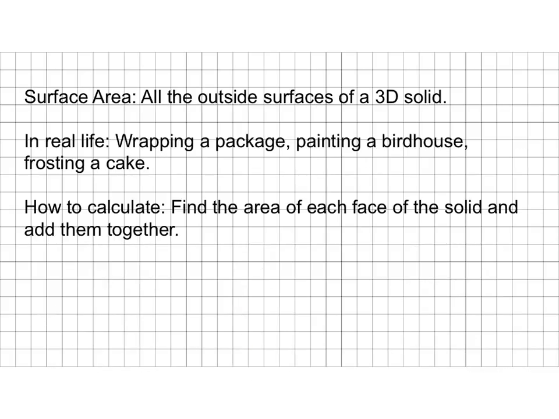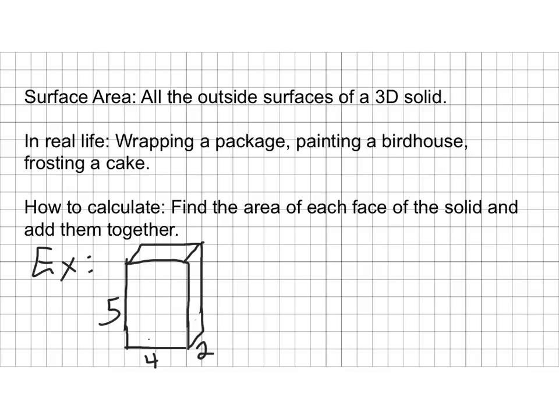Next we learned about surface area. So surface area is all the outside surfaces of a 3D solid. So we did examples like wrapping a package, painting a birdhouse, frosting a cake. We talked about which box is more efficient, which one uses more or less cardboard. Those are all surface area ideas. To calculate, you find the area of each face of the solid individually and then add them together. So let's go ahead and do an example. Go ahead and pause now and find the surface area of this rectangular prism.